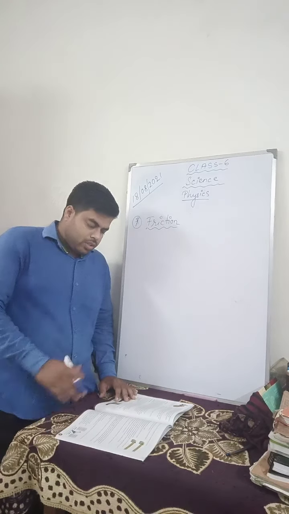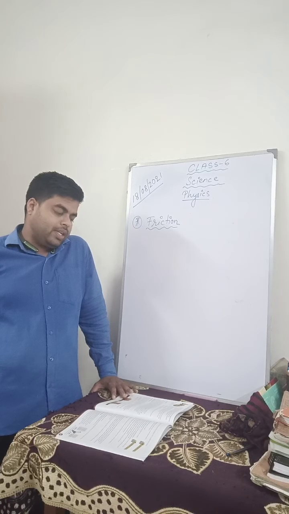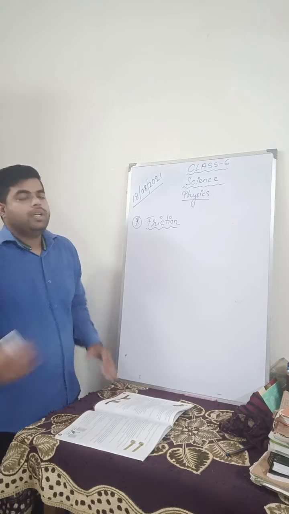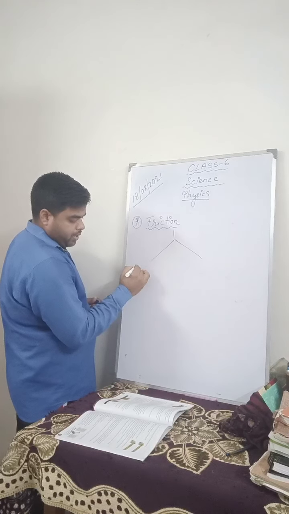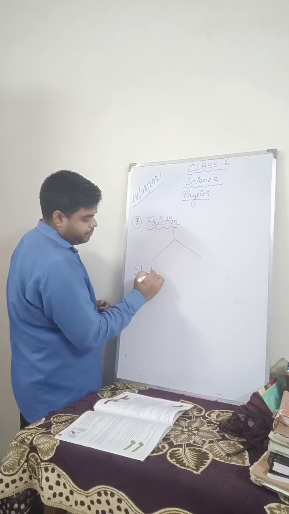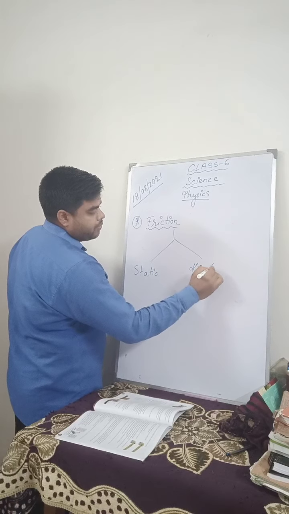Hence its motion over the surface is slower since the friction is more. Now the types of friction. One is the static friction and one is the kinetic friction.